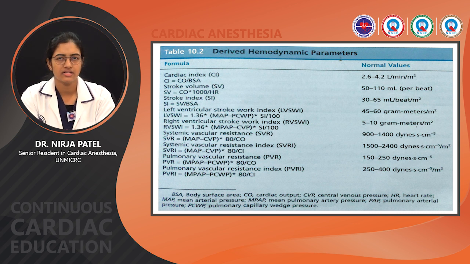Systemic vascular resistance normal is 900 to 1400 dynes second per centimeter to the minus 5. Systemic vascular resistance index 1500 to 2400 dynes second centimeter to the minus 5 per meter square. Pulmonary vascular resistance normal is 150 to 250 dynes second per centimeter to the minus 5. Pulmonary vascular resistance index is 250 to 400 dynes second centimeter to the minus 5 per meter square. So these are derived parameters according to which we can change SVR, PVR, everything.